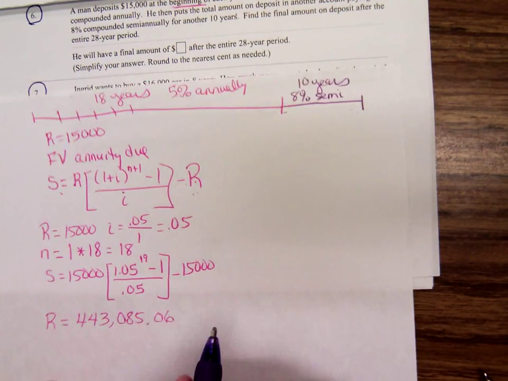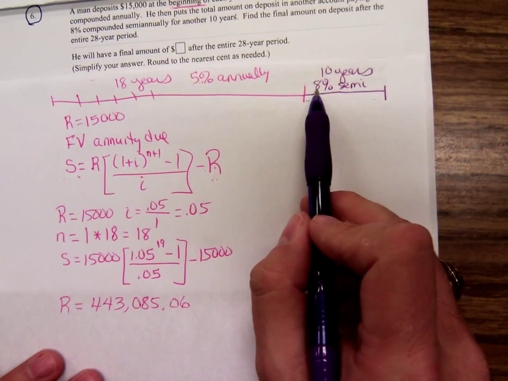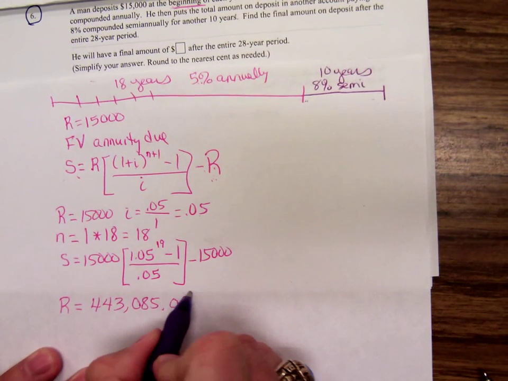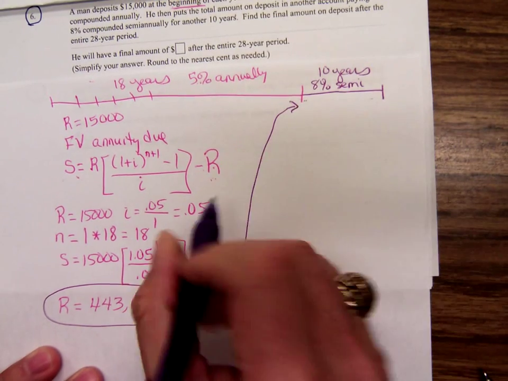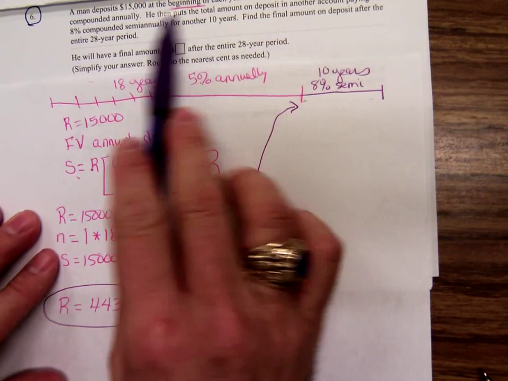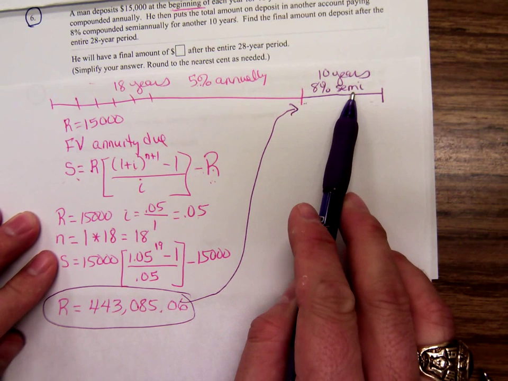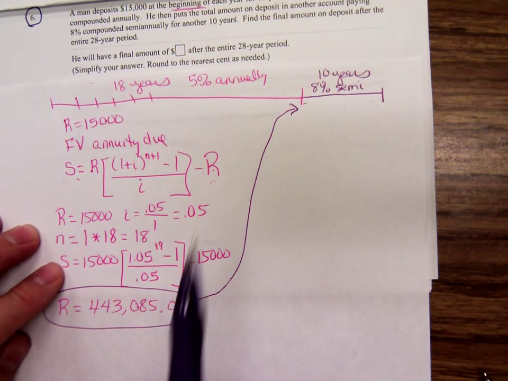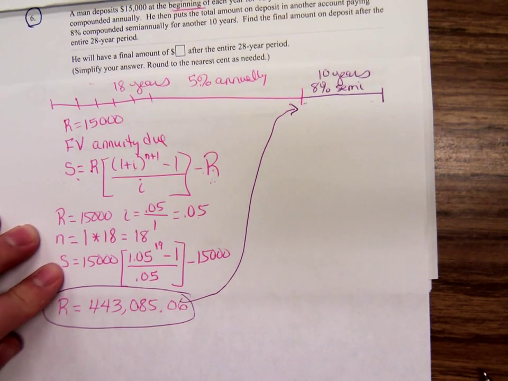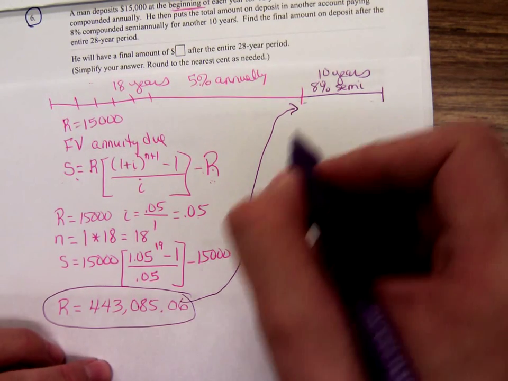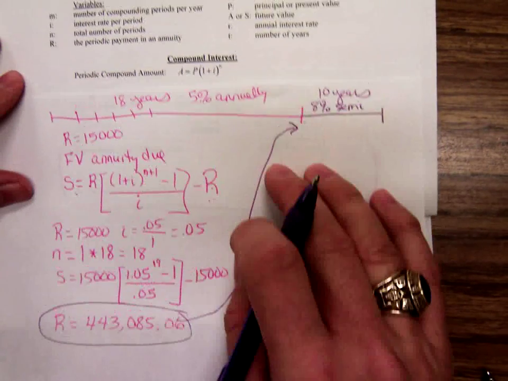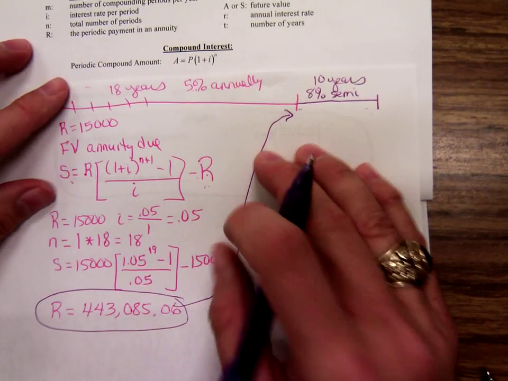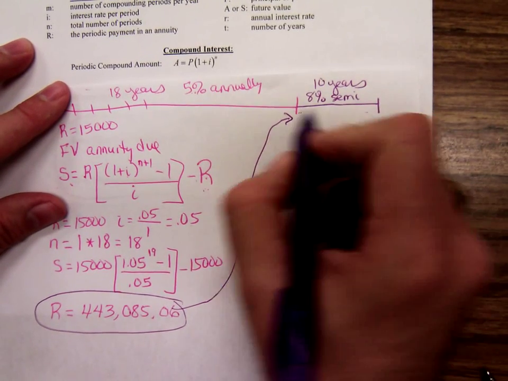Now it comes to the second part of the timeline. This man puts all that money into an account that pays 8% compounded semi-annually for another 10 years. He's no longer making any payments. Since he's not making payments, that's going to be a periodic compound amount formula.